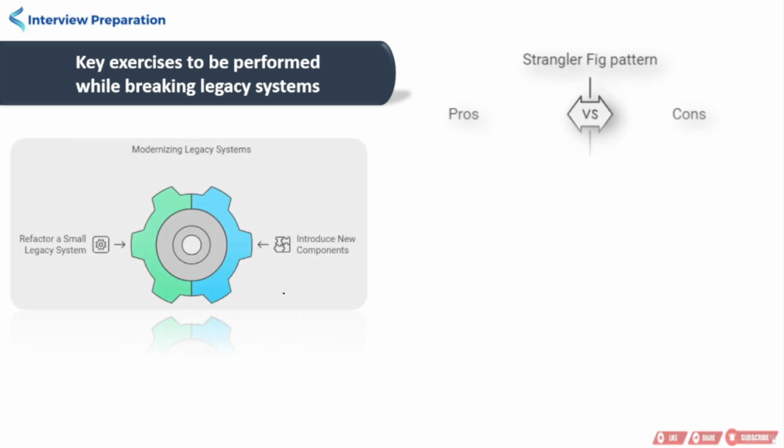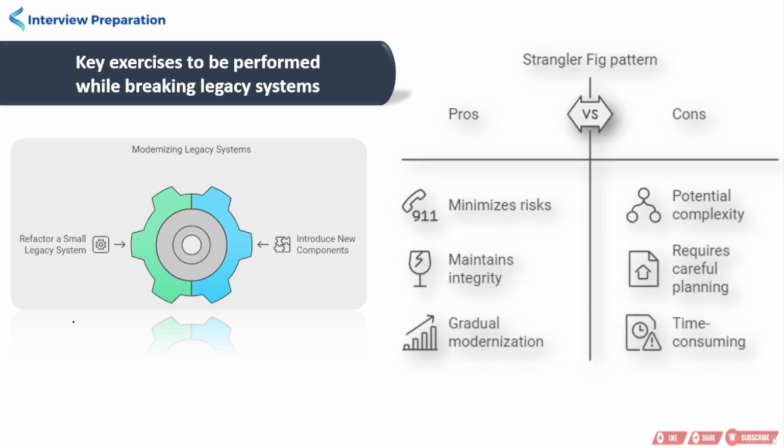The key exercises to be performed while breaking the legacy system. First is refactor a small legacy system. Choose a simple legacy application or a specific feature to refactor by using Strangler Fig Pattern. And then introduce a new component as its counterpart. Add new functionalities to the old system without disrupting the current operations, ensuring that the legacy system remains operational during the transition.